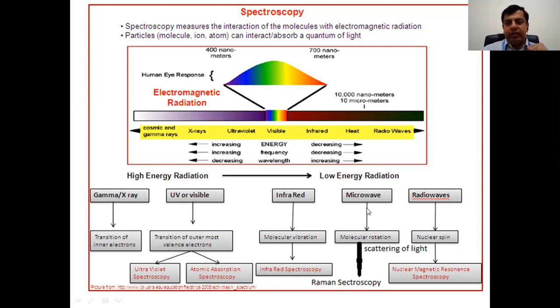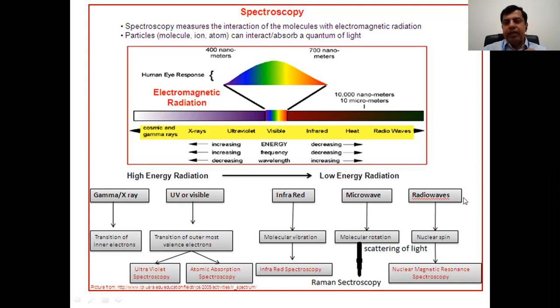And now the other is left. If there is rotational motion, rotational motion is due to the microwave radiation, electromagnetic radiation, and sometimes we call it the scattering of light, and the spectroscopy due to the molecular rotation or due to the microwaves is called Raman spectroscopy.